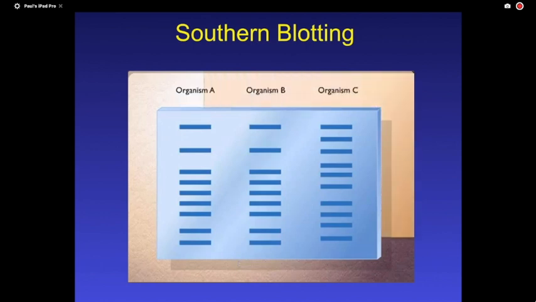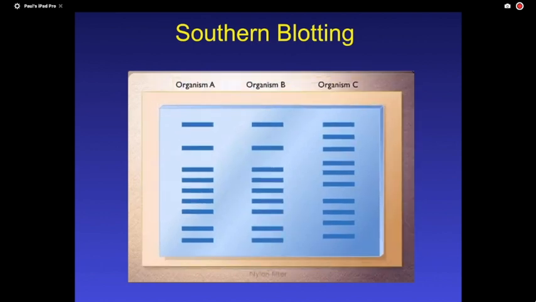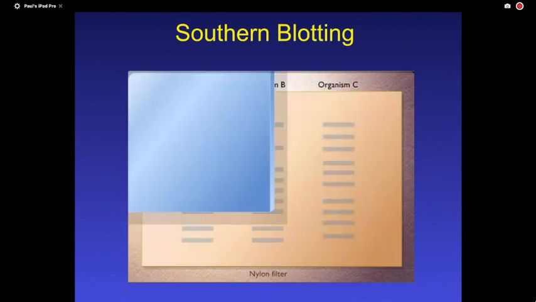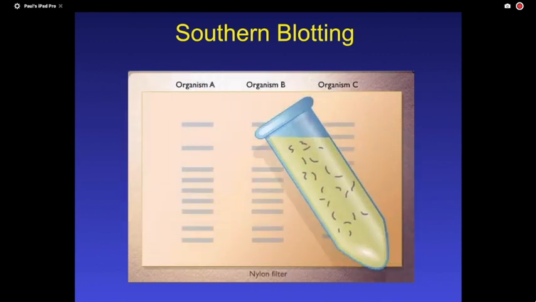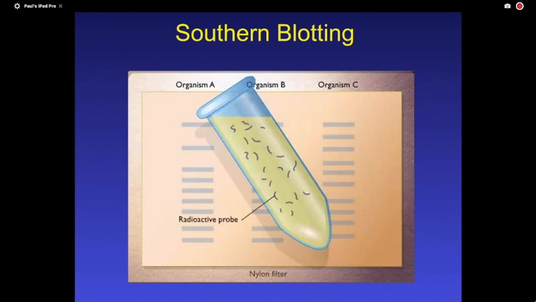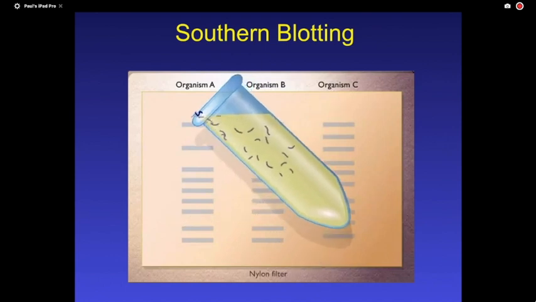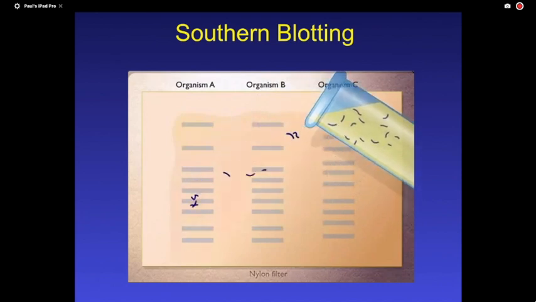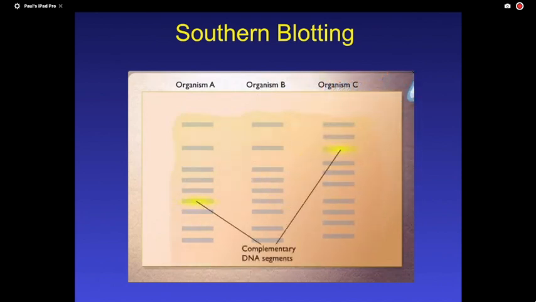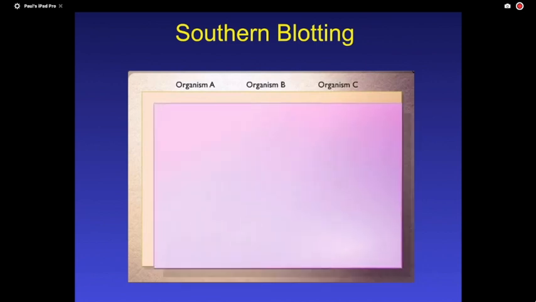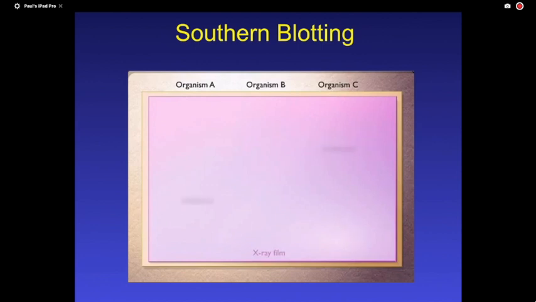The DNA is then transferred from the fragile gel to a nylon filter. Next, the radioactively labeled nucleic acid probe is added. The probe binds to complementary DNA segments. Note that the DNA segment being probed is not present in organism B. To detect the position of the radioactive probe, the nylon membrane is covered with an X-ray film. After development, the positions of the probe become visible.